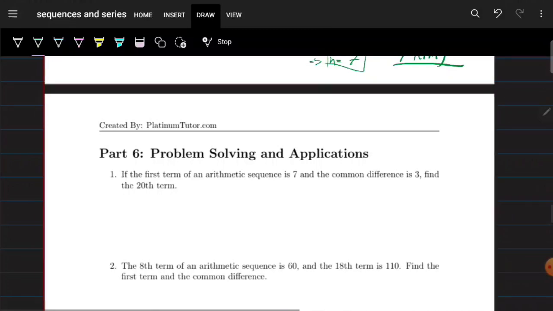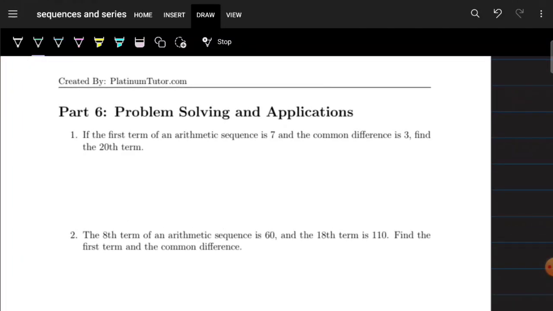All right, let's go to problem 6. So more word problems. It says the first term of an arithmetic sequence is 7 and the common difference is 3. Find the 20th term. So this is just an application of using the formula again. So we want the 20th term. So A20 is equal to, the first term is 7 plus 20, because we want the 20th term, minus 1, and the common difference is 3.